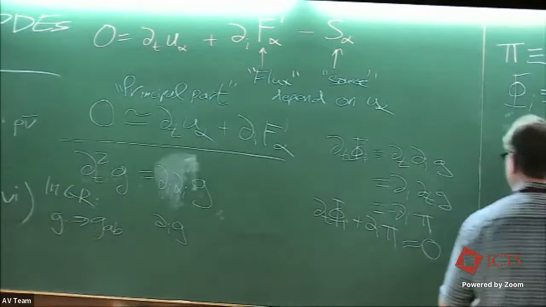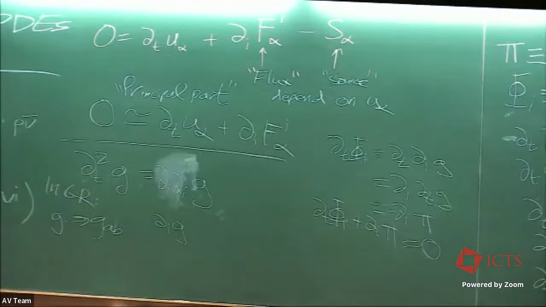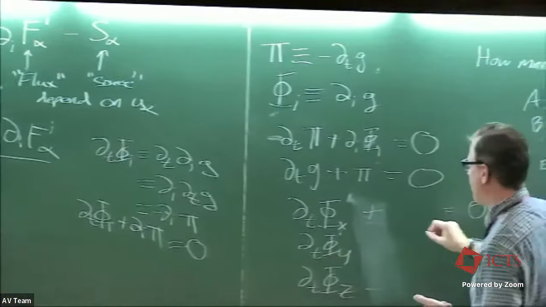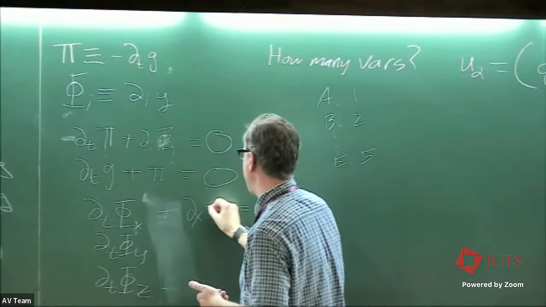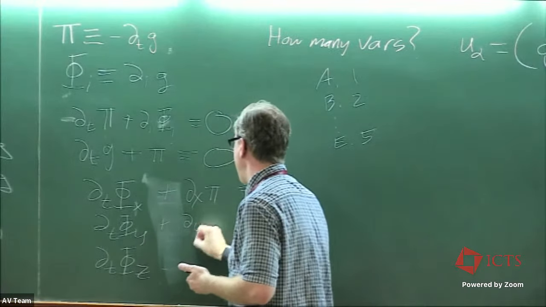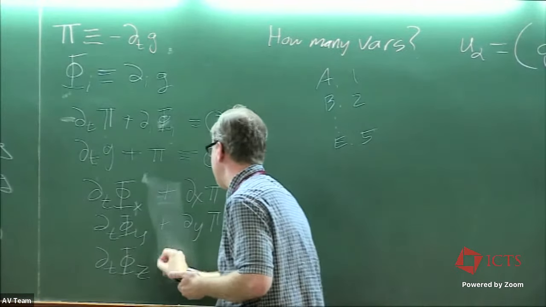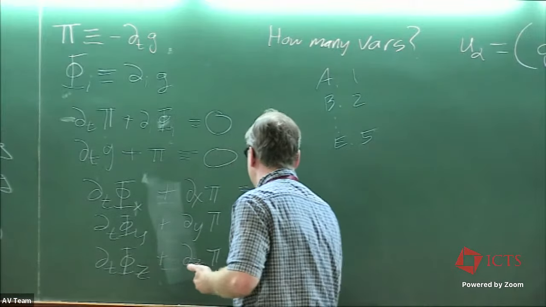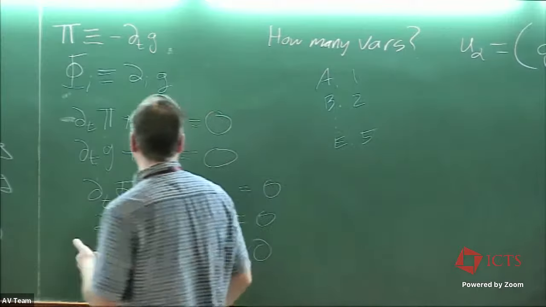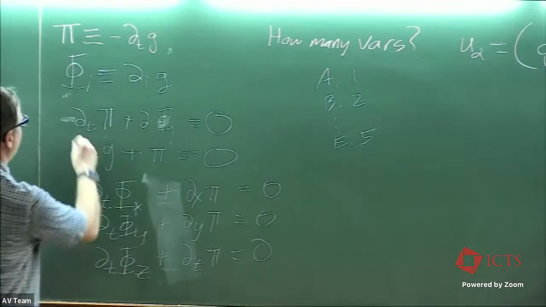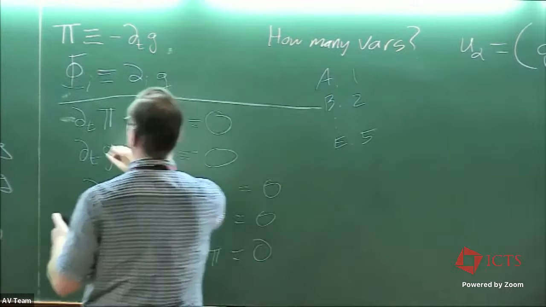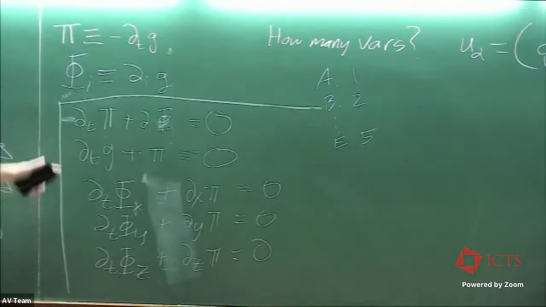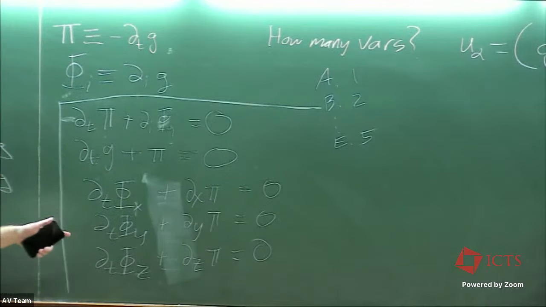All right, and that completes our system. So let's take the specific examples. Partial t of phi x. I shouldn't have written all those equal signs. That was a mistake. Plus what is equal to zero? Partial x of pi, partial y of pi, partial z of pi. Okay, so the actual equations that we need to solve, I'm going to draw a box around them. These are the set of initial value equations we need to solve.